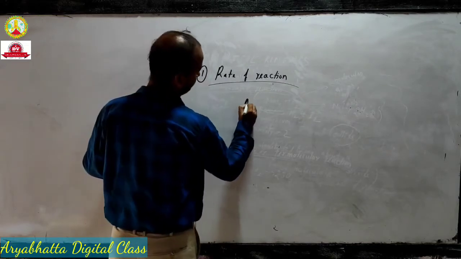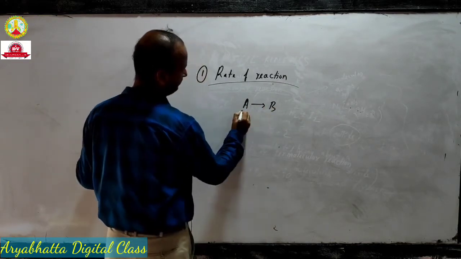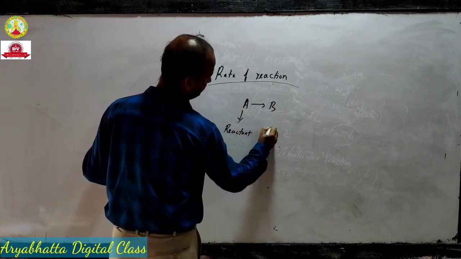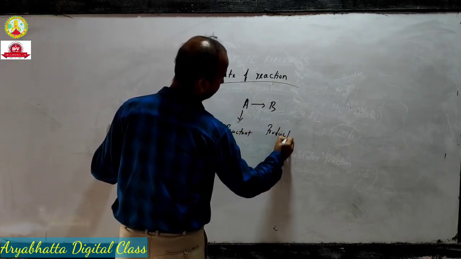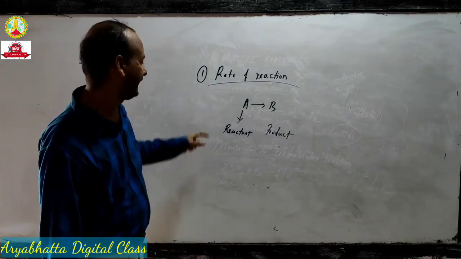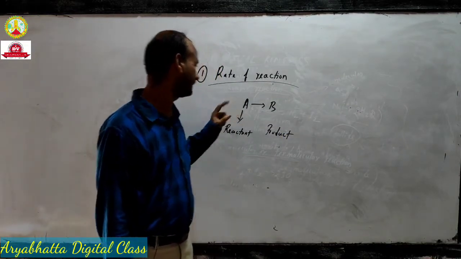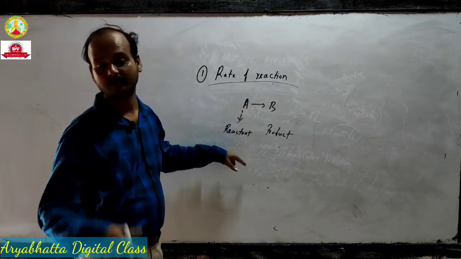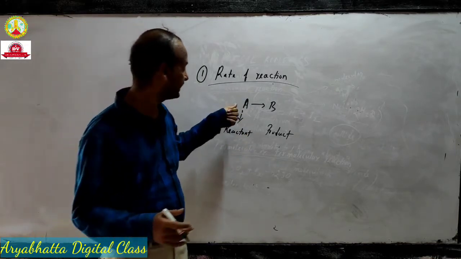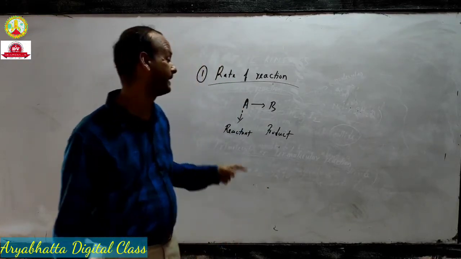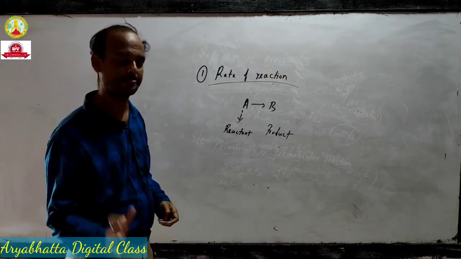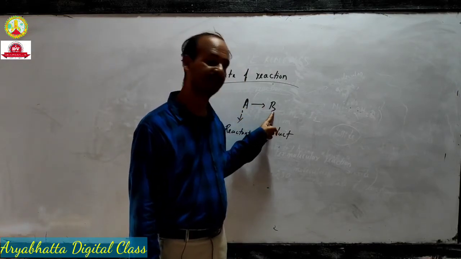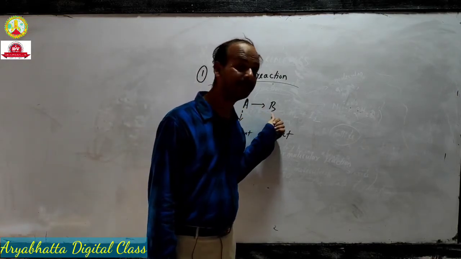Suppose this is the reaction. This is obviously the reactant, and this here is the product. As the reaction progresses, generally the concentration of reactant will decrease with respect to time. And the concentration of product generally increases.